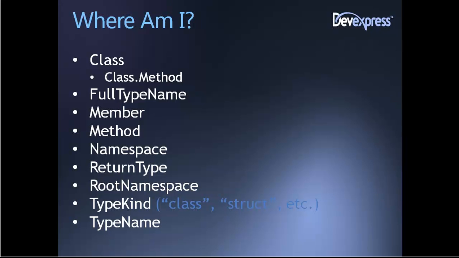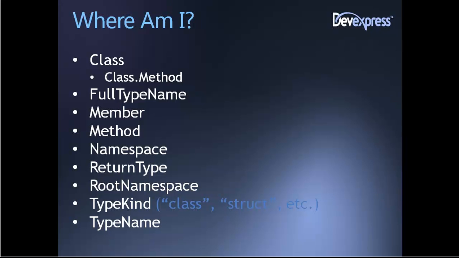What I've done is I've looked at the text commands that we have in the list, and I have broken them into categories, into groups. The first category that we'll talk about is the where am I category. These are text commands that will insert text into the document based on where you are in the code.